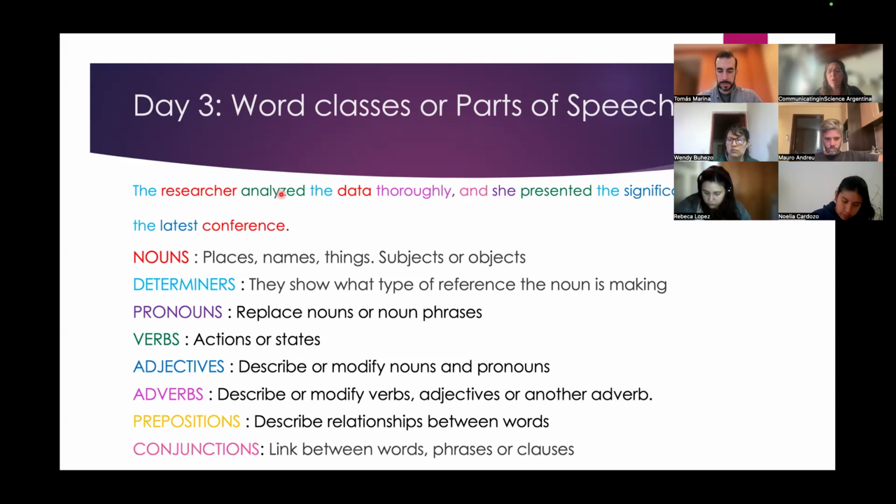And the last type of words are conjunctions, which are words that link other words, phrases, or clauses, such as and, but, so. All those are conjunctions.